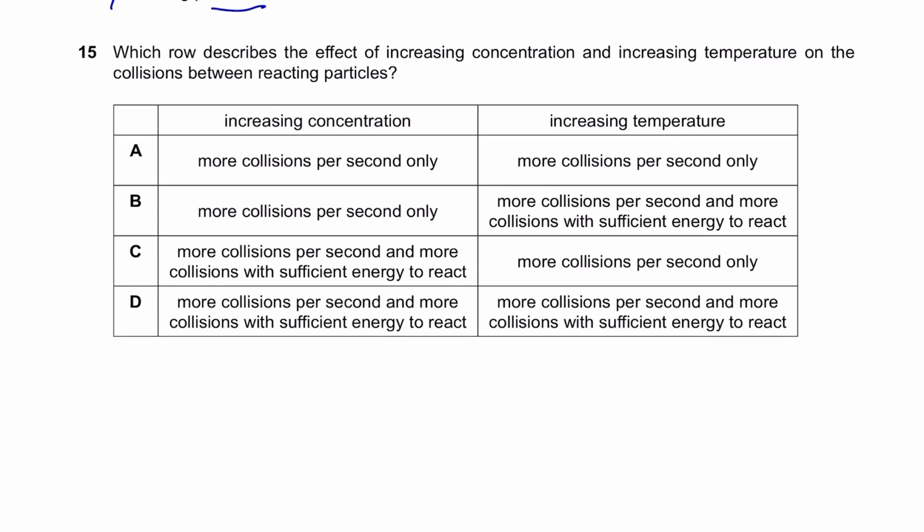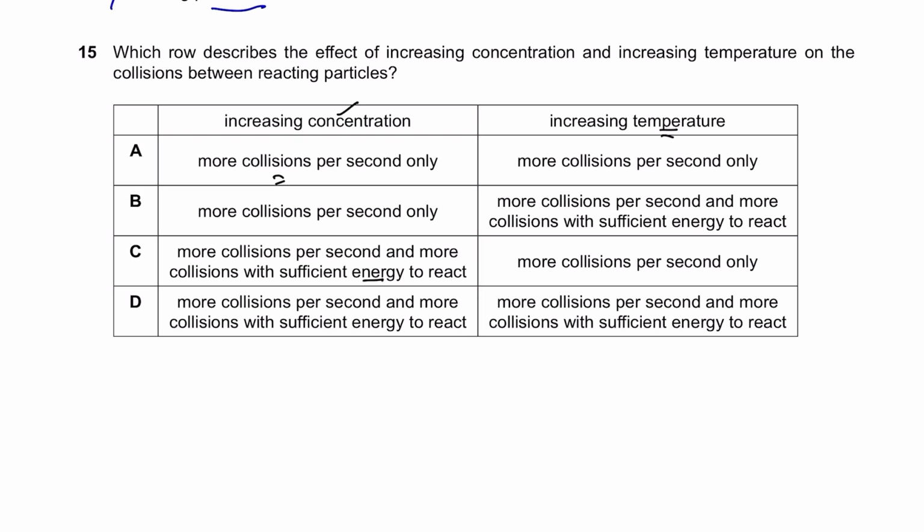Question 15 says, which row describes the effect of increasing concentration and increasing temperature on the collisions between reacting particles? Increasing concentration results in more collisions per second. The frequency of collisions increases, but it does not change the amount of collisions with sufficient energy, right? Two things affect the rate. One is the change in frequency of collisions, which is increased by concentration, and the other is the proportion of particles that possess the activation energy, EA. That is only done by temperature.